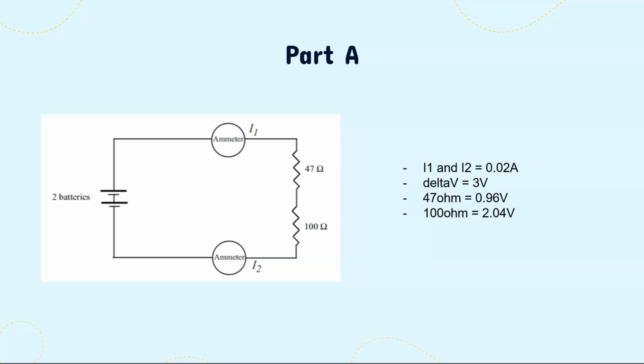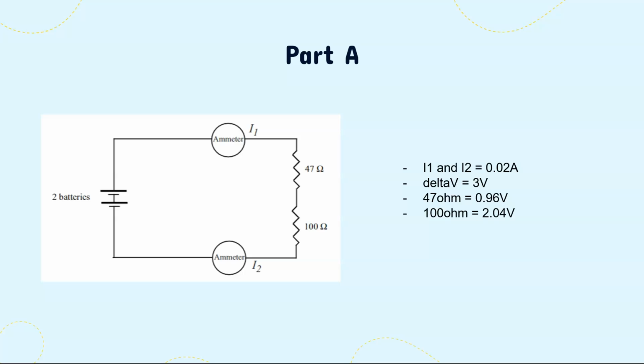For part A, here is a visual of the circuit used, which is composed of two 1.5 volt batteries, 2 ampere meters, and 2 unique resistors. Current 1 and current 2 were both found to be 0.02 amps. And using the voltmeter, the change in volts was 3.